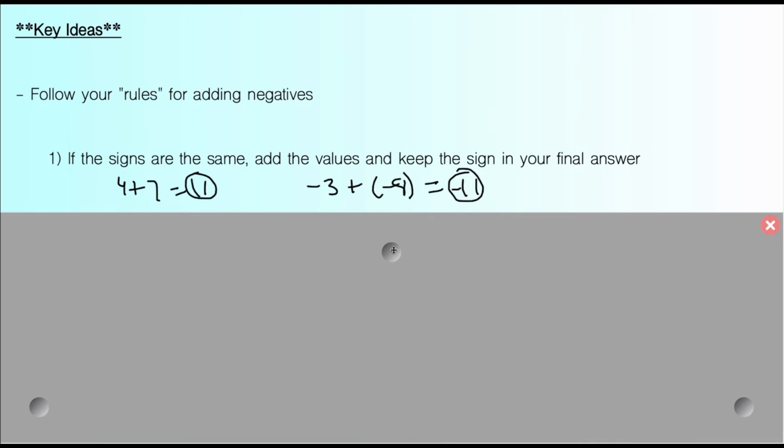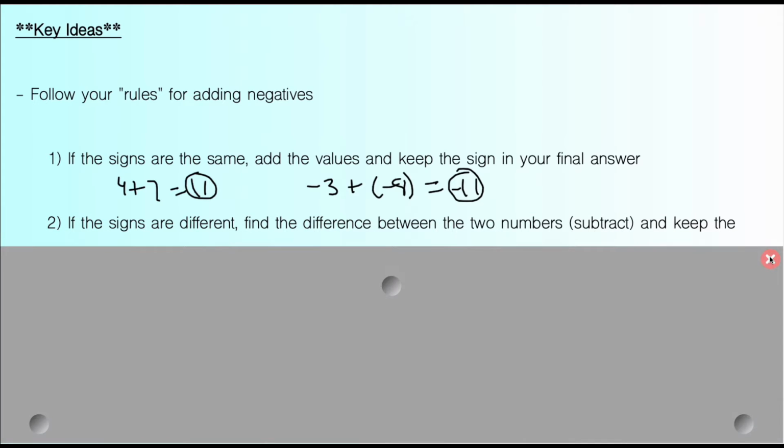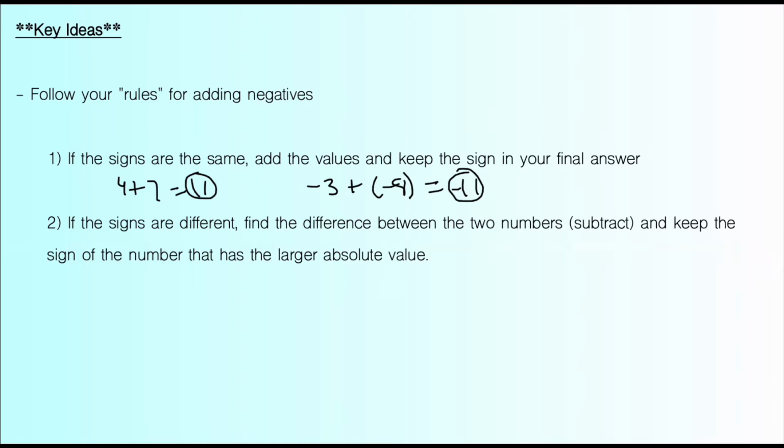That's rule one. And the other rule is if the signs are different. If you've got different signs, so for example, a positive plus a negative, then you need to find the difference of the two numbers, aka you need to subtract them. So in this case, 7 minus 4 is 3.